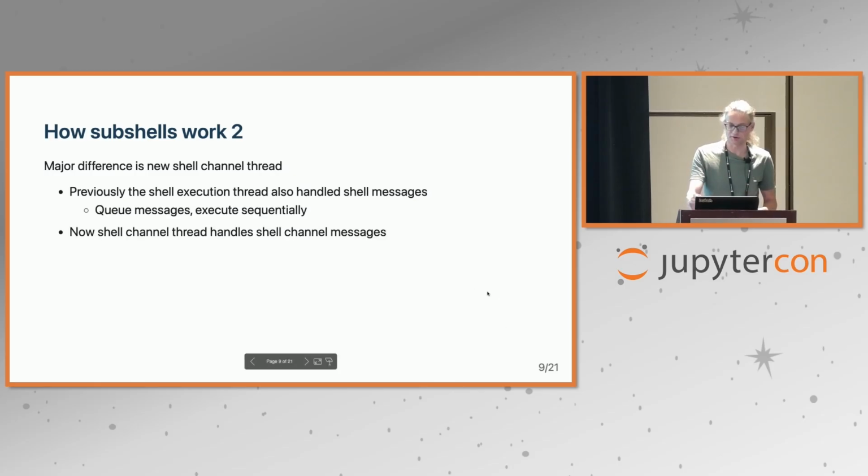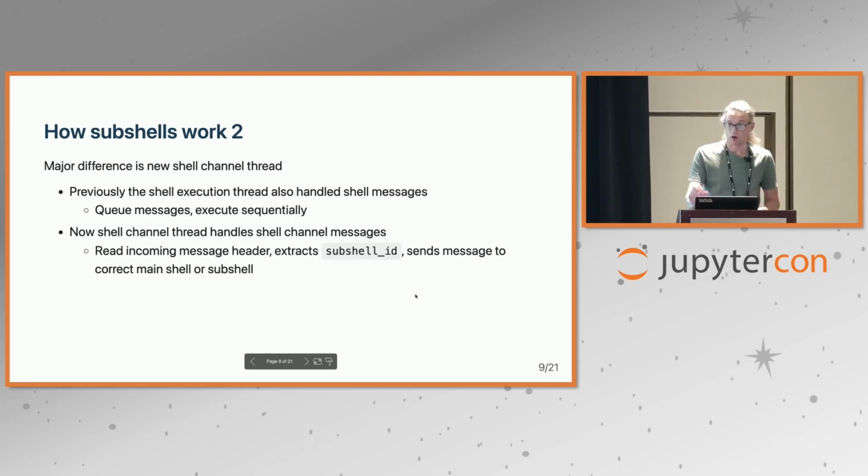So the new shell channel thread now handles all shell channel messages. That's all its job is. It's basically not doing much most of the time, but if a message is sent, it receives that and handles it very, very quickly. On receipt of a message, it has a look at the header, sees if there's a subshell ID to identify which of the main shell or particular subshell it should execute on.